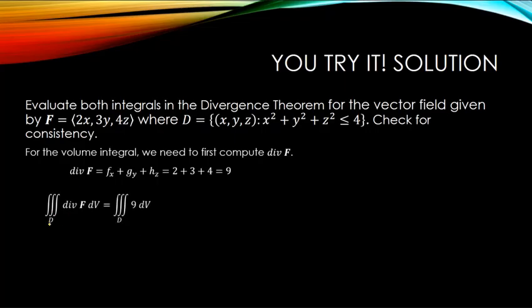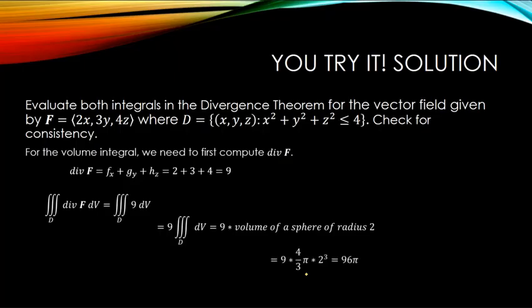My triple integral over D of the divergence of f dV is the triple integral over D of 9 times dV. The 9 can factor in front of the triple integral, and I'm left with 9 times the triple integral over D of dV. This is just 9 times the volume of a sphere of radius 2. So I simply use my formula for the volume of a sphere with radius 2. I get 9 times 4/3 pi times 2 cubed, and I get 96 pi.